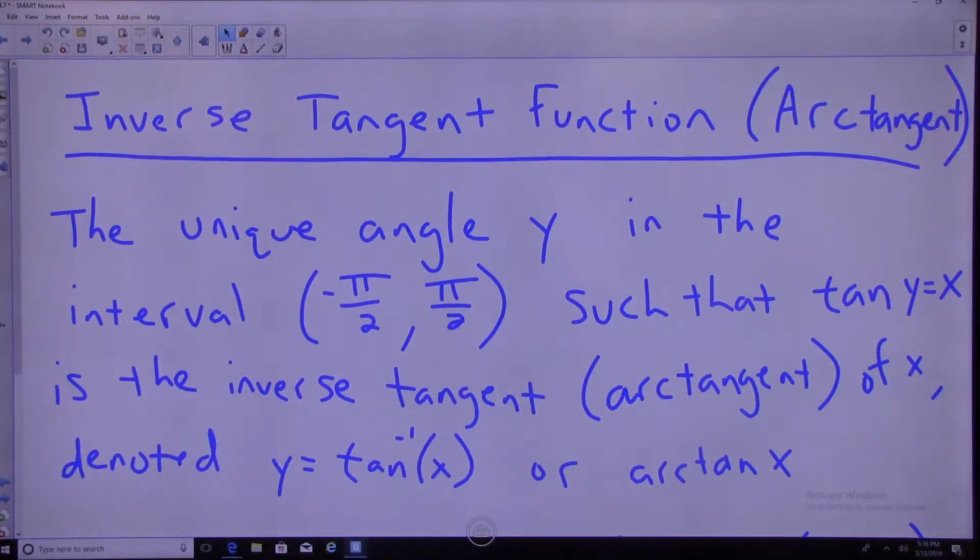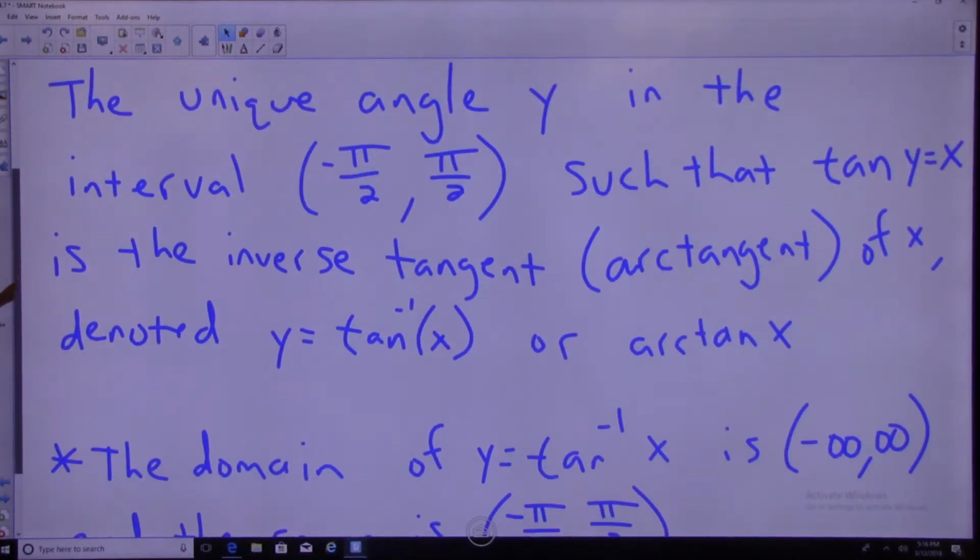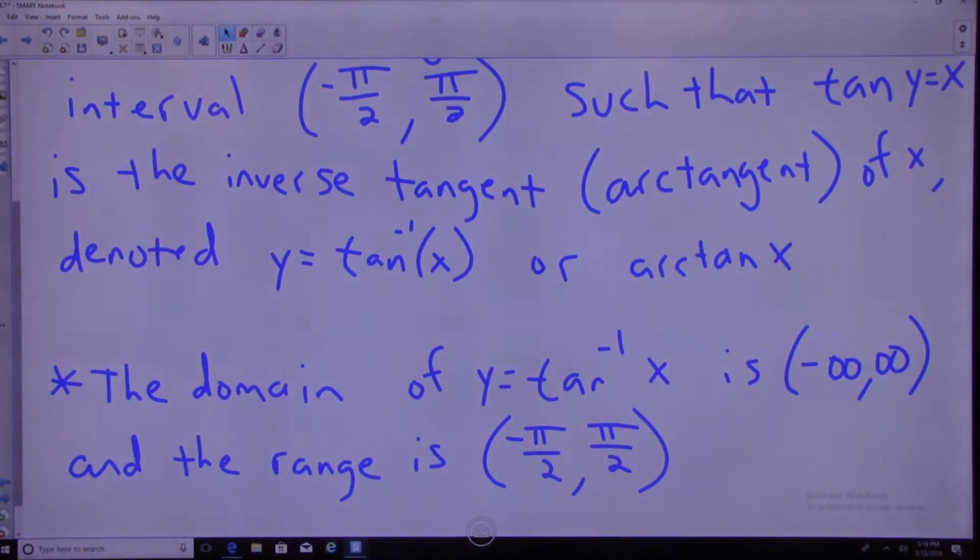Okay, so just one more thing I want to write down. Make sure you guys know the domain of the inverse tangent is from negative infinity to infinity. We can plug anything in. We can pick any number and plug it in for inverse tangent. Now the range, the angles we have to choose from, are from negative pi over 2 to pi over 2. So again, it's going to be the right side of our unit circle.